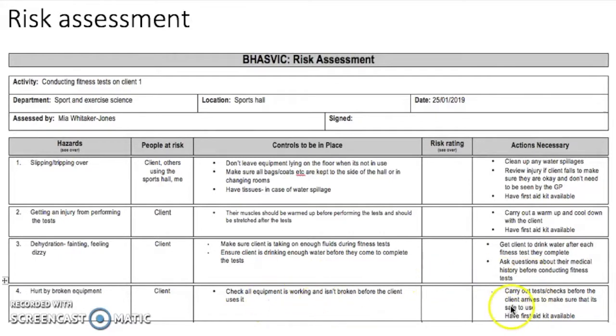And then the actions necessary is to carry out the tests and checks before the client arrives to make sure that it's all safe to use, and have a first aid kit available if there is an injury.